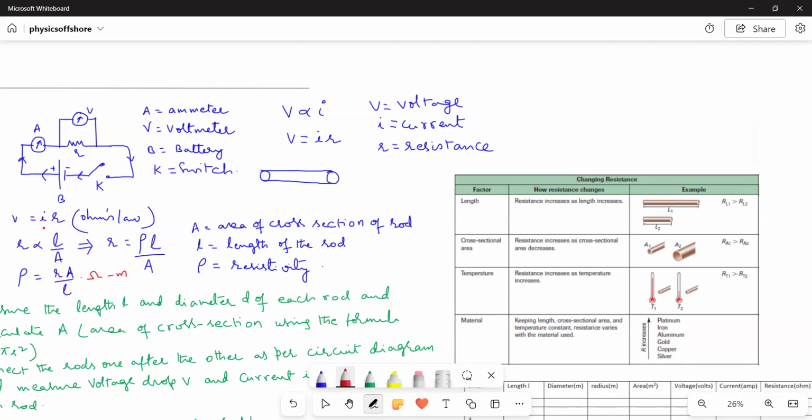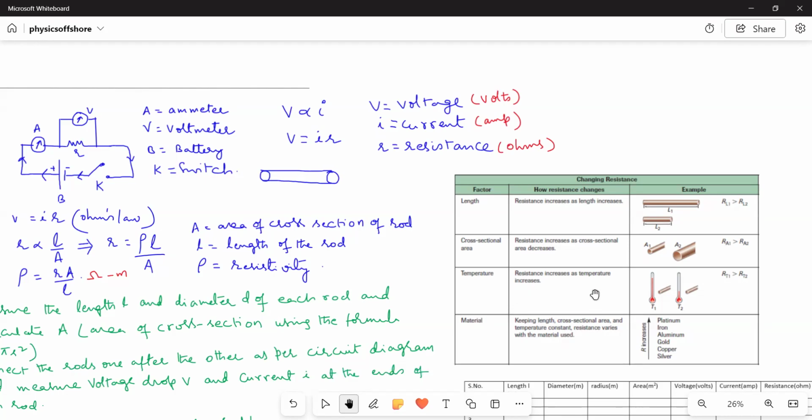Resistance is measured in ohms, voltage is measured in volts, and current is measured in amperes, and resistance is measured in ohms, and then resistivity is measured in ohm meter. Okay. And then the next one is temperature.